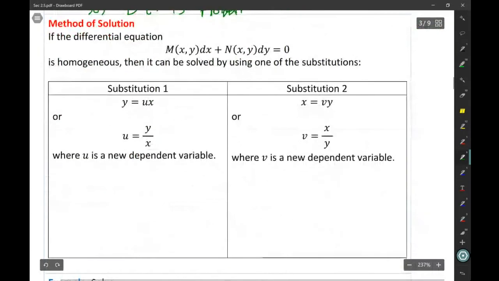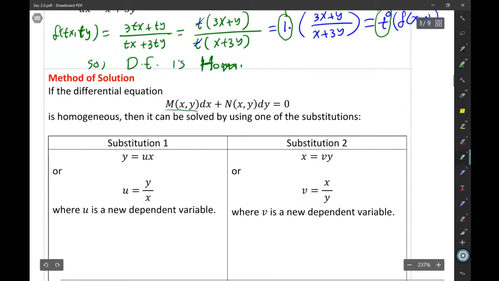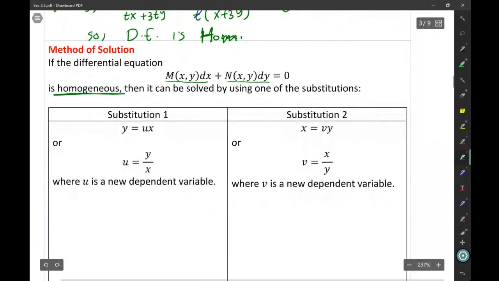Now let us see how we can solve the homogeneous differential equation. First of all, the homogeneous equation in the form m of xy dx plus n of xy dy is equal to 0. I have to make sure first that it is homogeneous. Then it can be solved by something called u substitution. We have two different methods of substitution, method 1 and method 2. I can choose either one. Mostly both of them work, but try the first one in most cases.